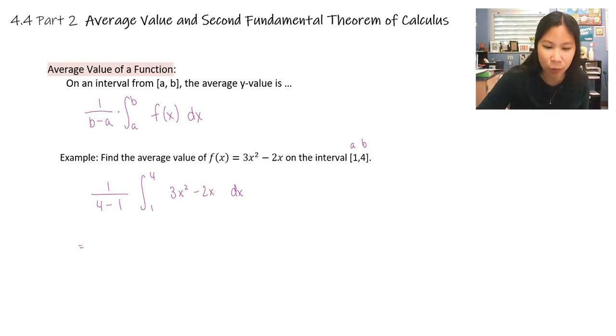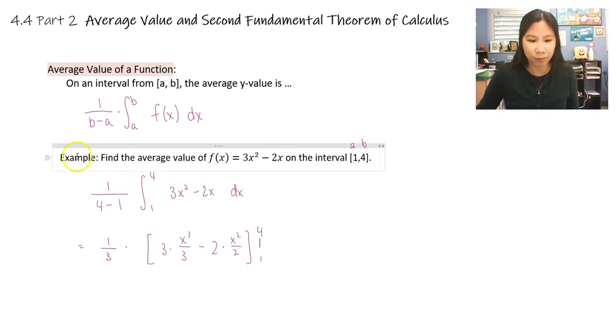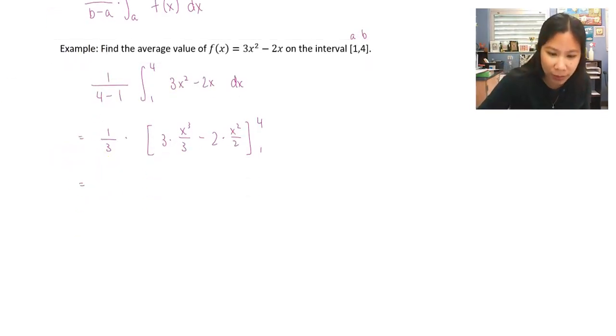Okay, simplifying this out, 1 over 4 minus 1 is just 1/3. And then I'm going to multiply this by the antiderivative of 3x squared minus 2x. Using the power rule, I would get 3 times x cubed over 3 for the x squared part, minus 2 times x squared over 2. And then we're looking for this from the endpoints of 1 to 4. Simplifying this even more, I end up with x cubed minus x squared from 1 to 4.